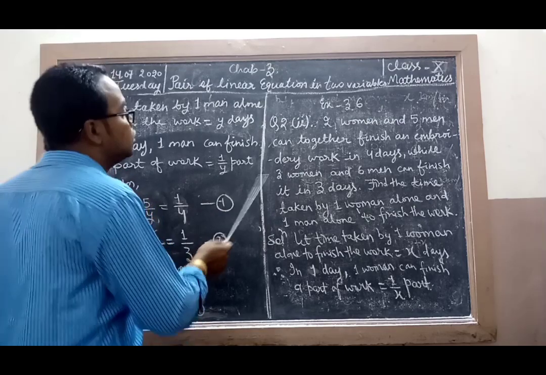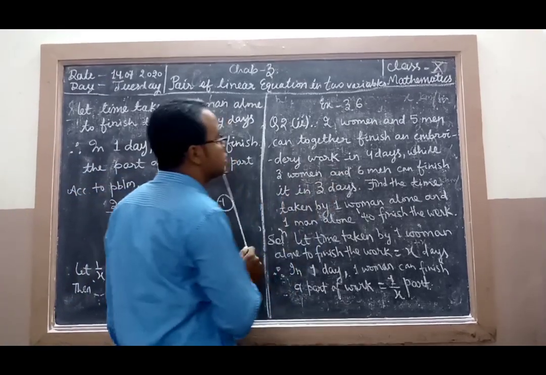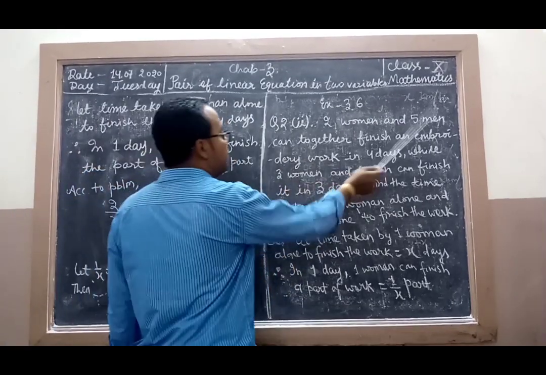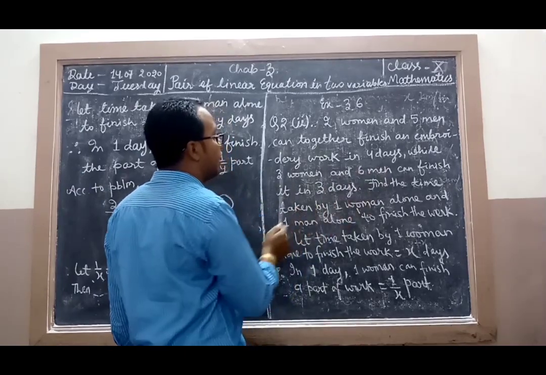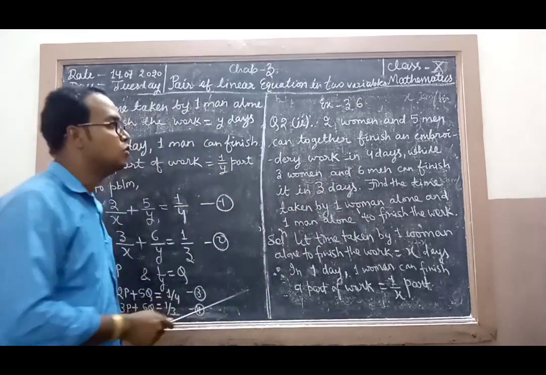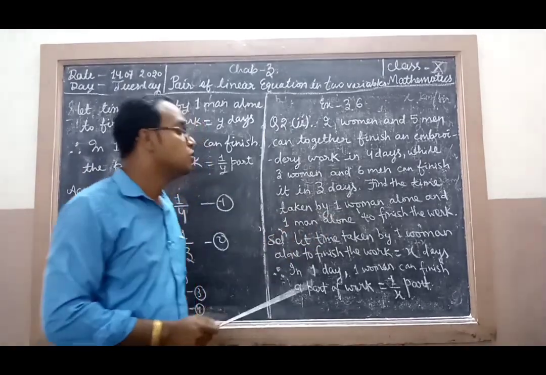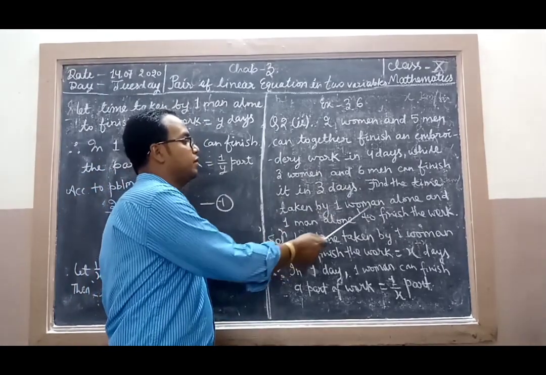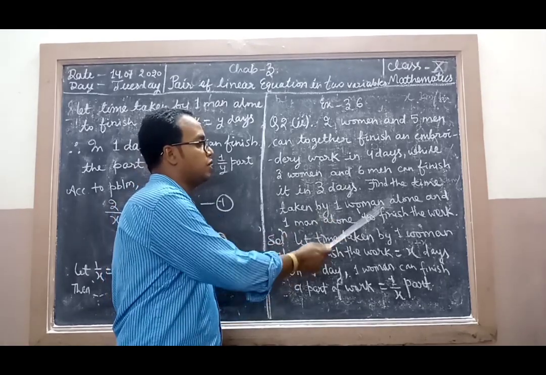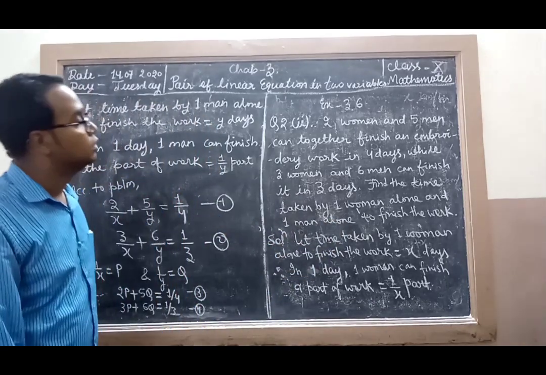Question 2, second part of exercise 3.6. 2 women and 5 men can together finish an embroidery work in 4 days, while 3 women and 6 men can finish it in 3 days. Find the time taken by 1 woman alone and 1 man alone to finish the work.